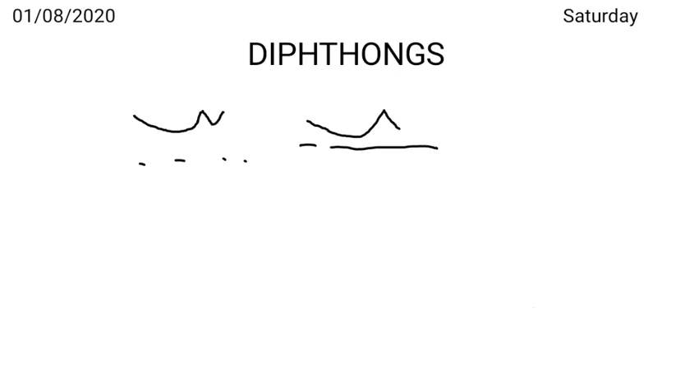U diphthong, when it is written separately, it is written like this. When joined to horizontal strokes, it is joined like this, as in Q, new, new, etc. With other consonants, sometimes we join like this and sometimes we join like this.